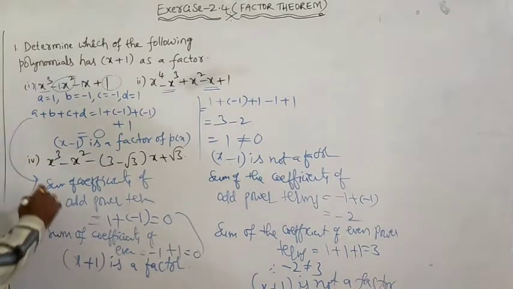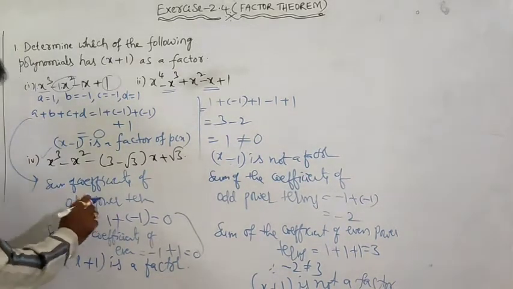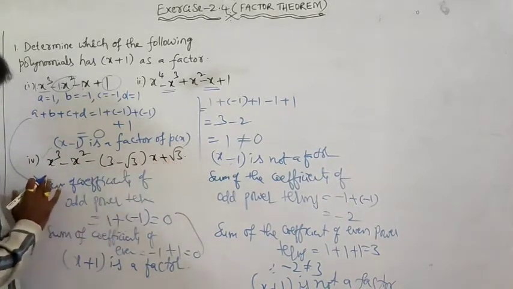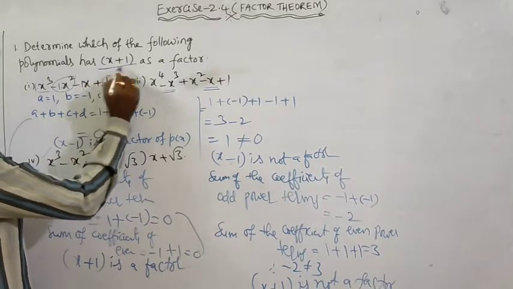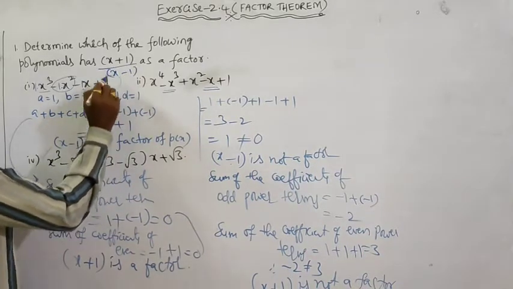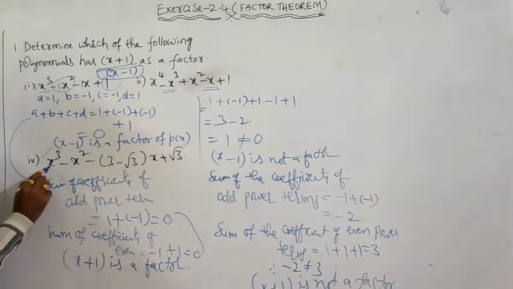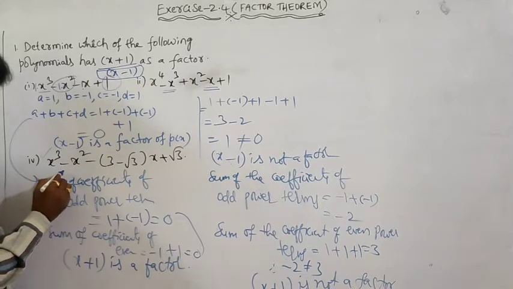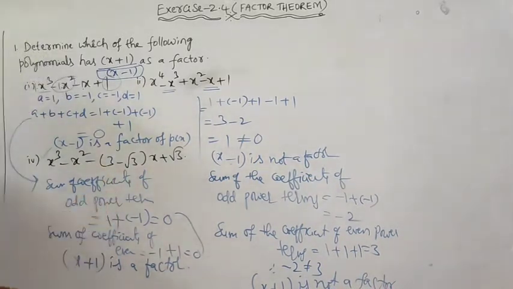Okay, now we will see the last problem. What is the sum of the coefficients? Here I am checking both conditions, x plus 1 as well as x minus 1. What is the x cube coefficient? 1, the x square coefficient is minus 1, the x coefficient is minus of 3 minus root 3, and the constant is root 3.